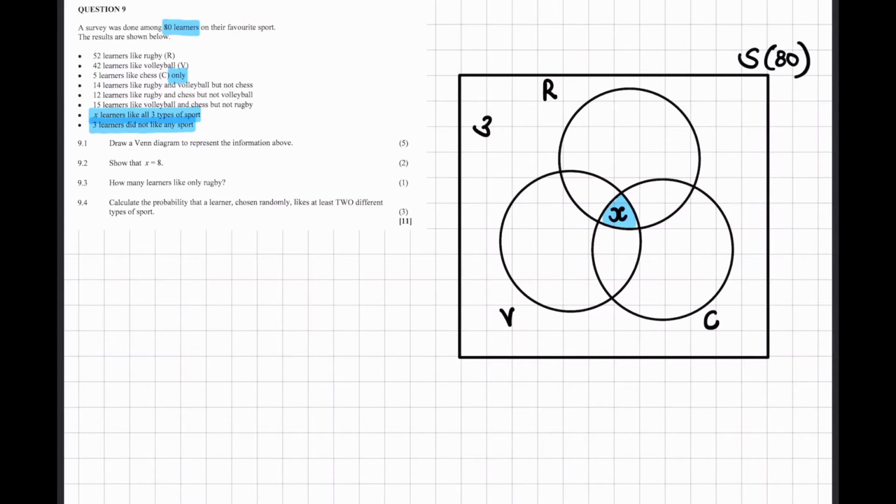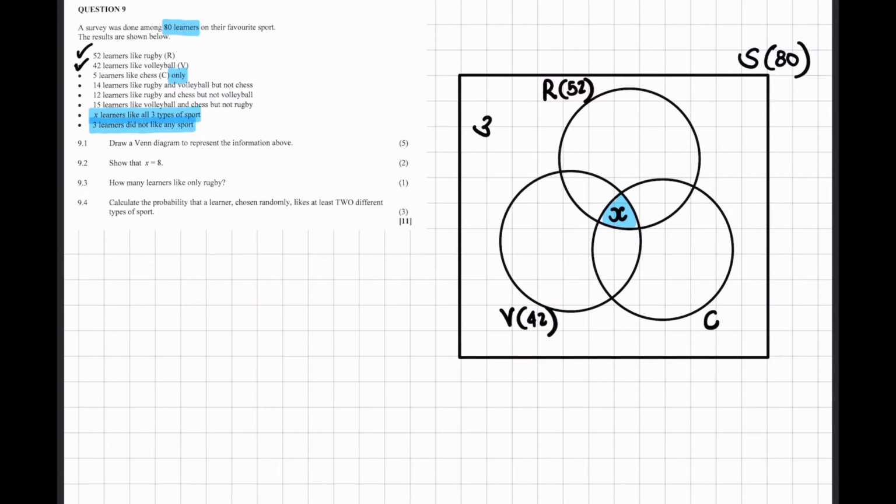Alright, 52 learners like rugby. So I'm going to tick them off as we go. So 52 liking rugby means that 52 are going to be in the whole rugby circle. So that whole rugby circle in total will be 52. 42 like volleyball. So there will be 42 in the volleyball circle.